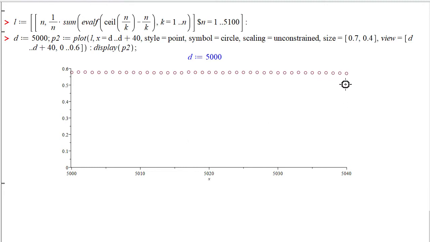5040, by the way, is 7 factorial, and 5039 is actually a prime, right? So this last one is a prime number, 5039, and then this next one is 7 times 6 times 5 times 4 times 3 times 2 times 1. But it doesn't matter, no matter what.